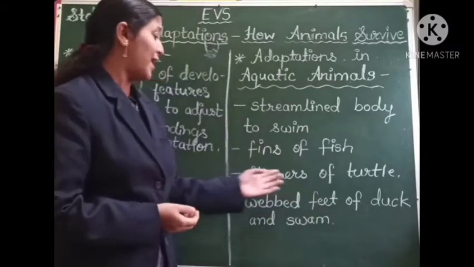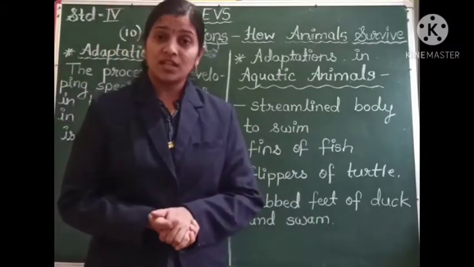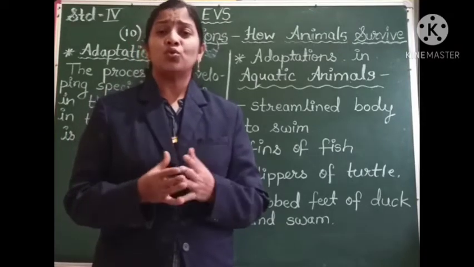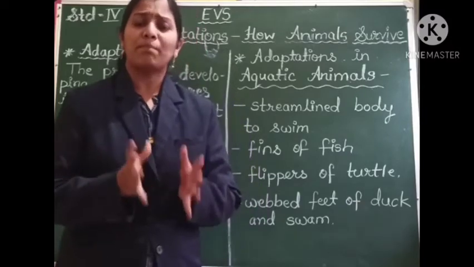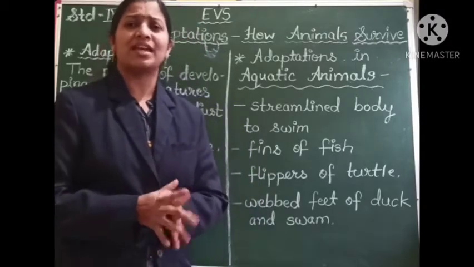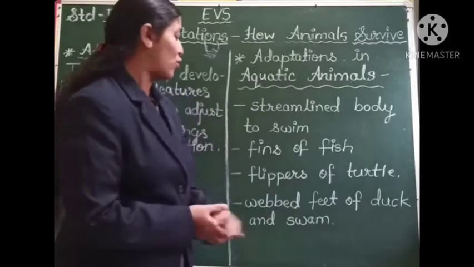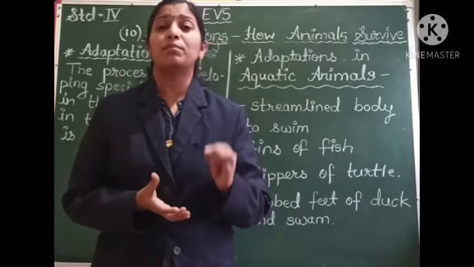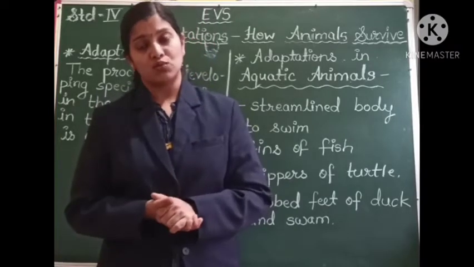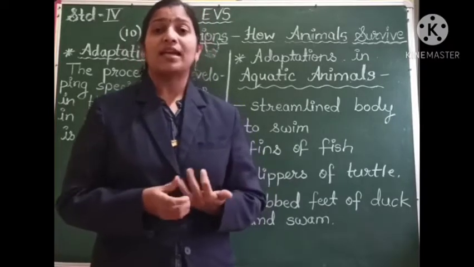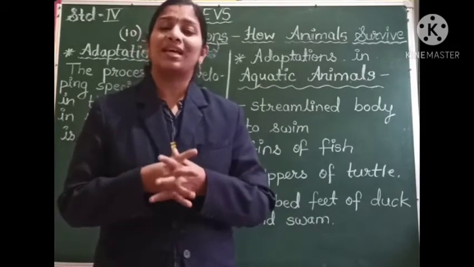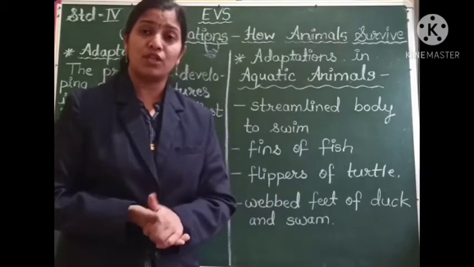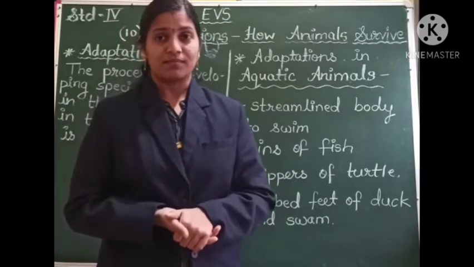The turtles, they have flippers. The turtles' legs are converted into shapes like paddles, and these paddle-like legs are called flippers. Also the ducks and the swans have webbed feet which help them in swimming, and the fish and the crab can breathe through their gills, while the dolphins and the whales have lungs with the help of which they breathe.